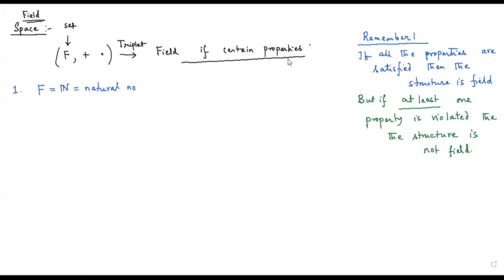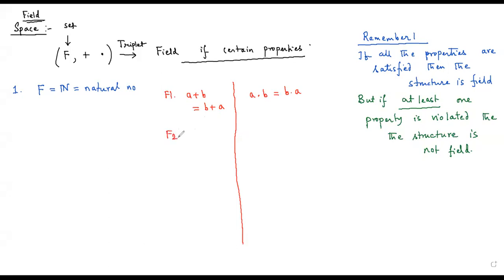For your understanding, I am quickly writing all the properties over here so that you can easily refer to them whenever required. The first property was F1, which was like this: A plus B must be equal to B plus A, and A dot B must be equal to B dot A.